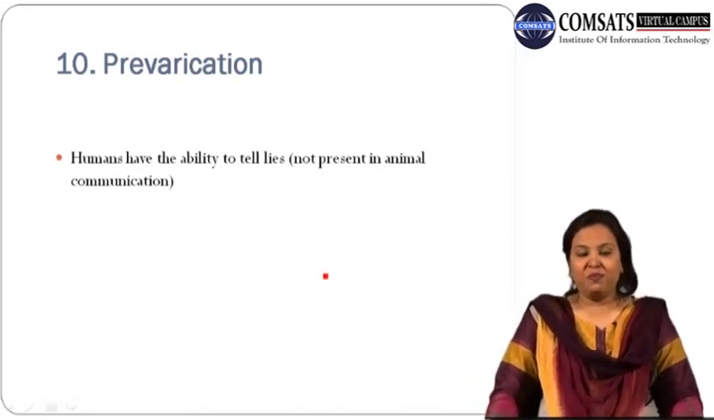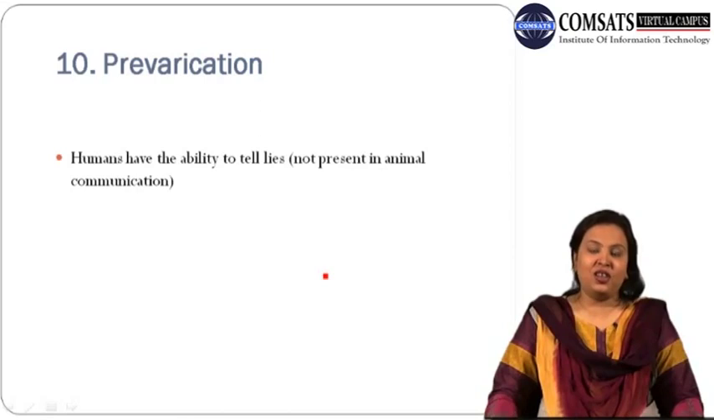Our next feature, very interesting, is prevarication. Yes, as human beings we can lie. This is an aspect restricted to only and only human beings. I can say I'm not wearing a purple color, I'm lying. Yes, I'm wearing it. But in animal communication, they don't have any such idea of speaking a lie. So they don't have this feature of prevarication.